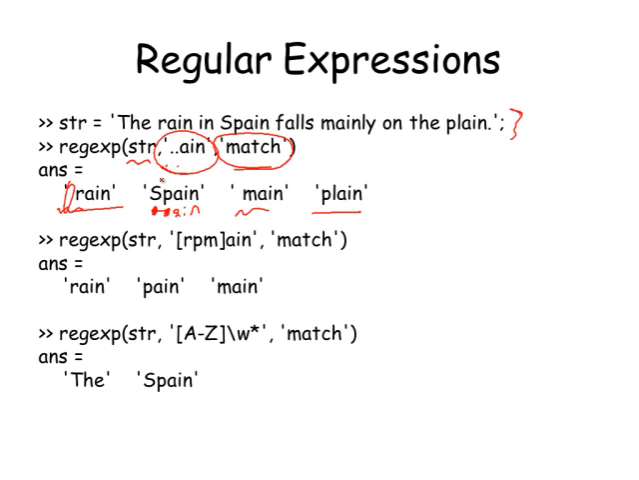So dots match any character. ain will have to match exactly.